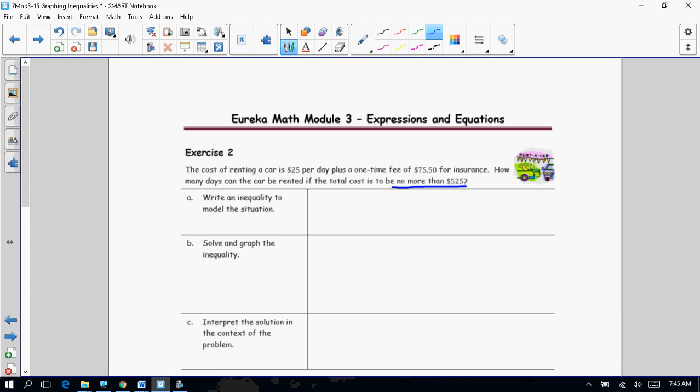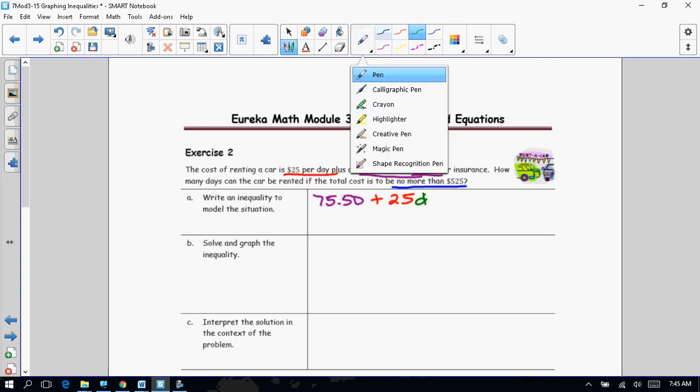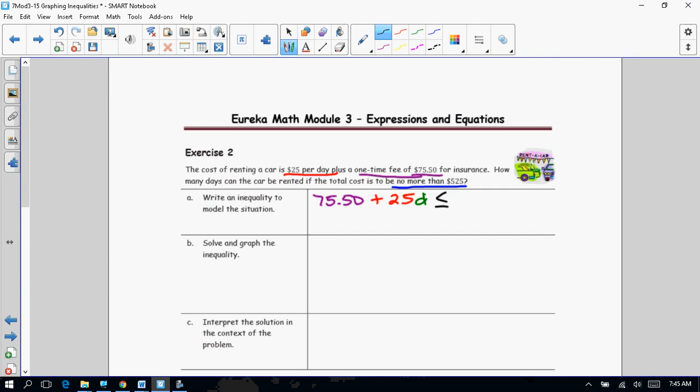All right, so let's write our equation. We have $25 per day. There's my rate. And I have a $75.50 one-time fee, right? So I have $75.50 plus the $25 for every day. What letter do we want to use for day? Let's use D. D for days is going to be less than or equal to $525. Okay, because I can spend $525 and less. I cannot spend $526. All right, so there's my inequality.